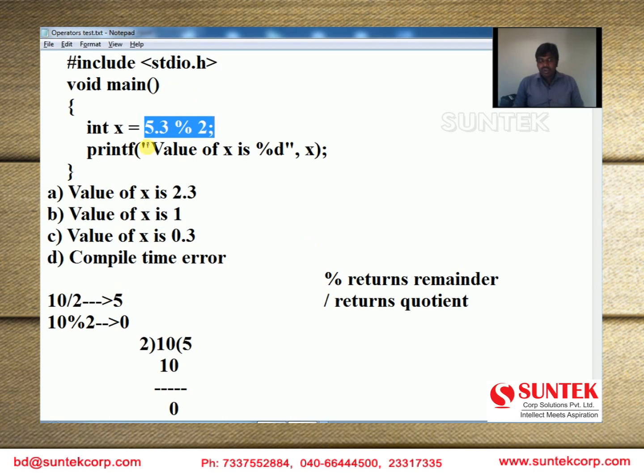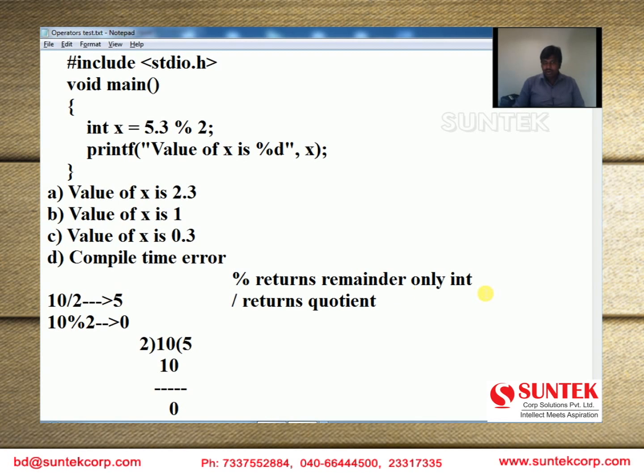5.3 % 2. What is the remainder? First of all, you should know the limitation of the modulus operator. It returns the remainder only for integers, not for all data types. It cannot return the remainder for float or double values. It returns the remainder only for integers.